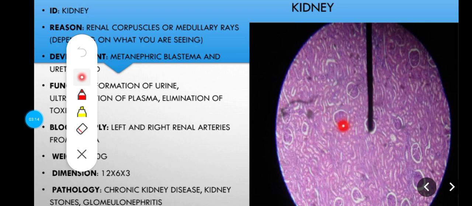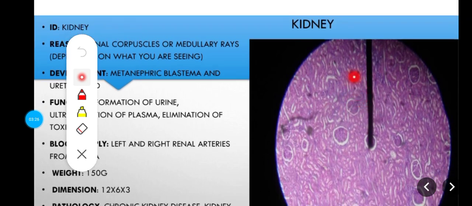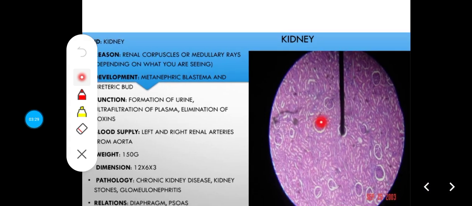So the glomerulus and the Bowman capsule form what is called the renal corpuscle. So these circular structures, this one, this one, this one, this one too. So remember that the kidney is divided into the cortex and the medulla. The cortex contains more of the renal corpuscles.